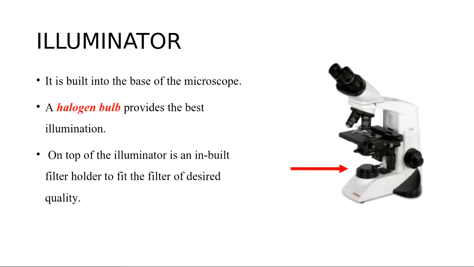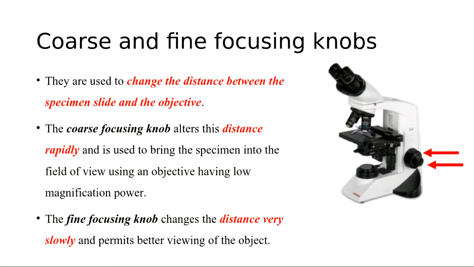Then the illuminator is at the base. A halogen bulb is there, which provides the best illumination. It is built on the base of the microscope. On top of the illuminator is a filter. It filters the light to the desired quality.